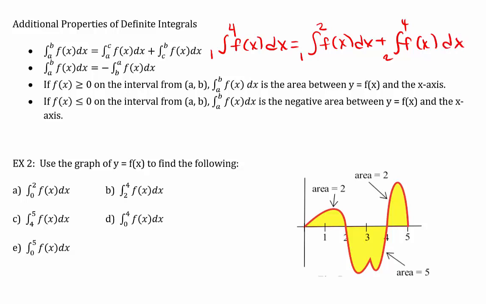The second property says if you switch the order of the bounds of integration, you get an answer with the opposite sign. And then the third and the fourth properties is what I was trying to mention earlier. If your function is positive, the answer you get is the area. If your function is negative, you get the negative area. So let me try to explain that with an example.